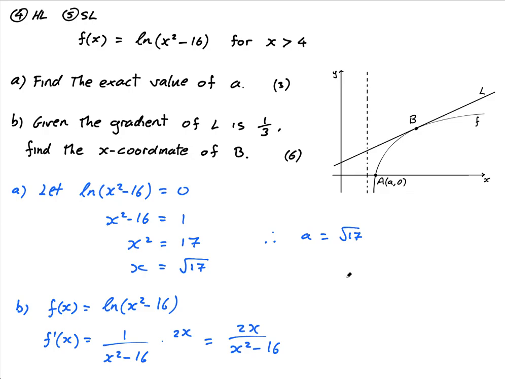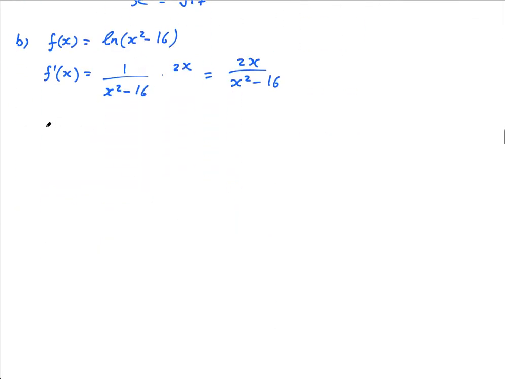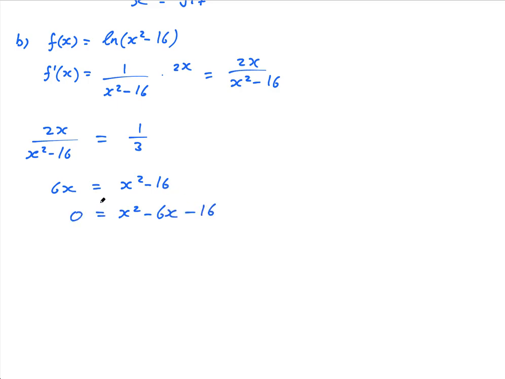So, as I said, the gradient is 1/3, so I need to say, when does this equal 1/3? So let's move down. I'm going to say 2x over x squared minus 16 equals 1/3, and I'm going to solve this equation. So cross multiply, I get 6x equals x squared minus 16. That's just this times this equals this times this. This is a quadratic. Let's go x squared minus 6x minus 16 equals 0. I've just subtracted the 6x on both sides here.